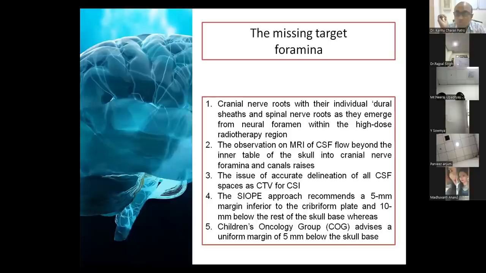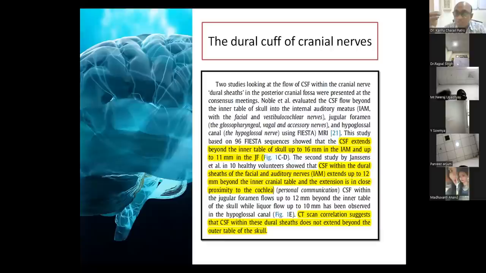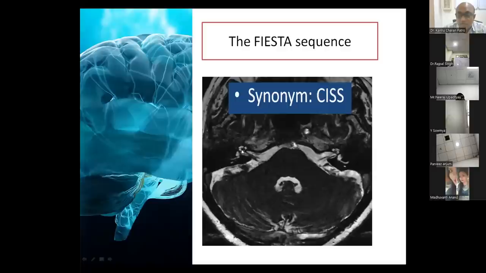Mostly, there are lots of confusions whether to take the whole optic nerve or the sacral canal. I will come to them one by one. CSF extends beyond the thecal sac, 16 mm at the internal acoustic meatus and 1.1 mm at the jugular foramen. This is called the FIESTA sequence, another name is CISS sequence. You can see the cochlea, how nicely it looks, and this contains the internal acoustic meatus. You have to contour all these areas.